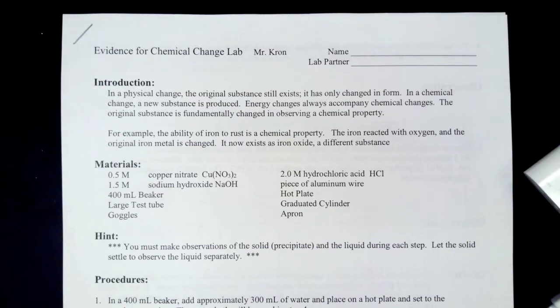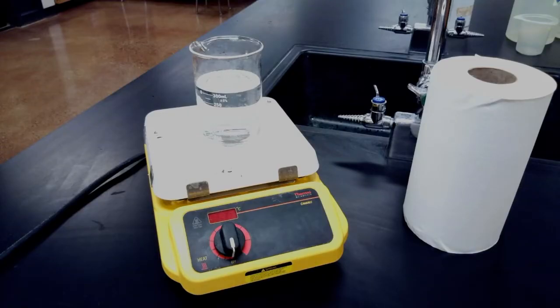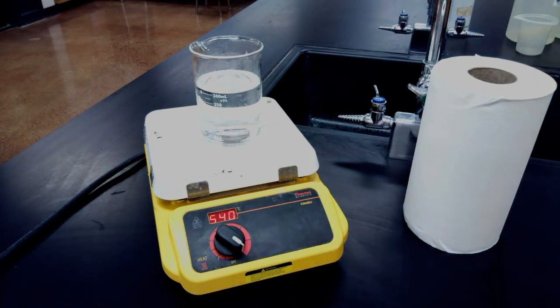So this video is going to be on the evidence of chemical change lab. You can read the intro on your own and see what materials are used, and then we will get into the procedure right about here. The first step will be to get a hot water bath going. In a second here you'll see the hot water bath. It's got to be about 2/3 full, and you're going to set it all the way to high.